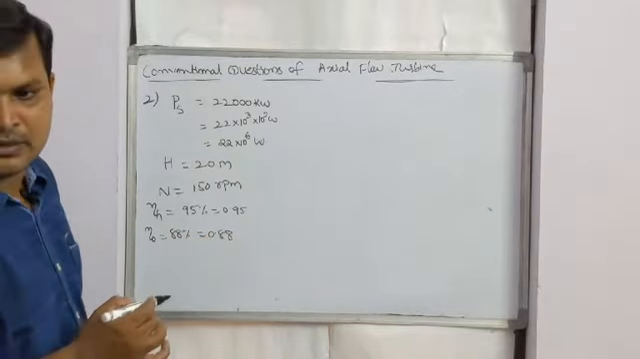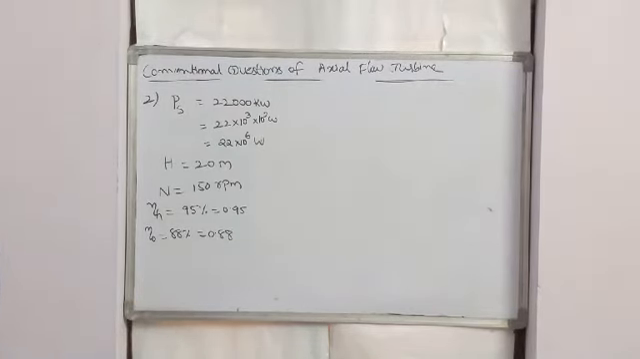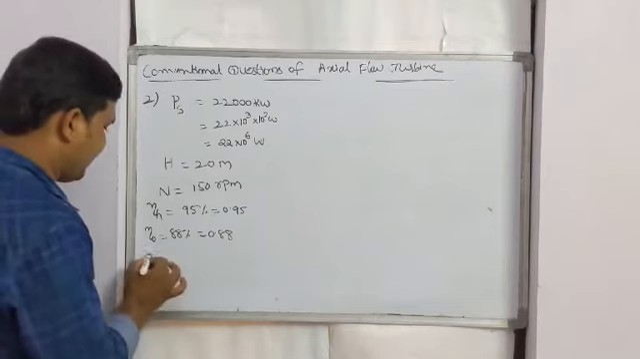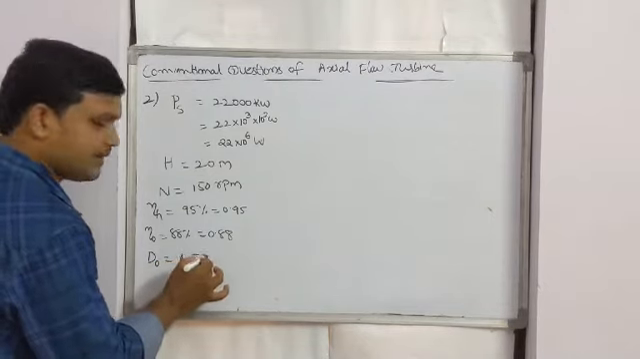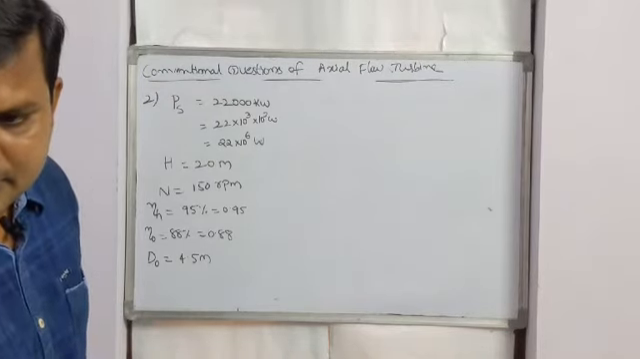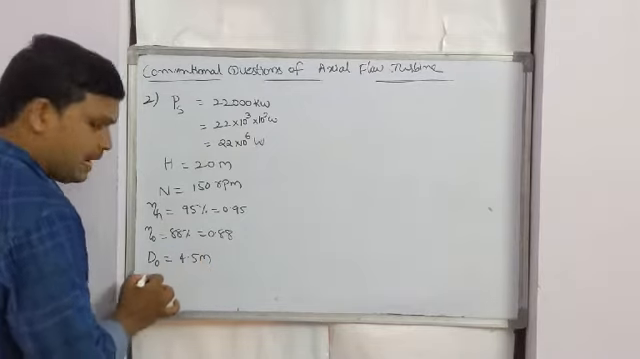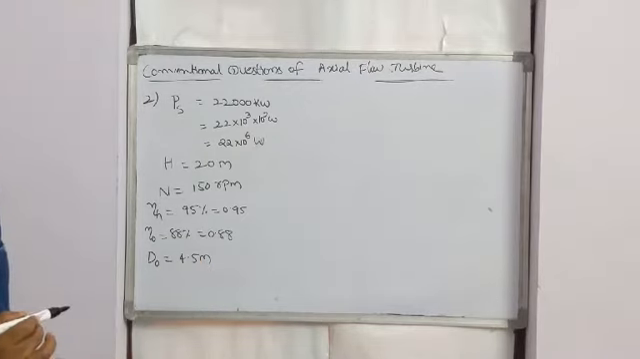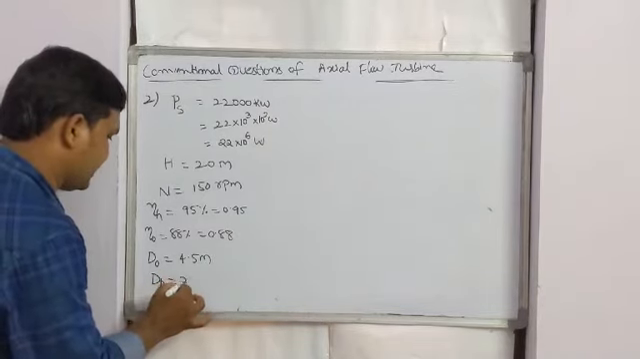Outer diameter is 4.5 meters. In the problem I wrote it as 0.45, but it's not 0.45, it is 4.5 meters. And the diameter of the hub is given as 2 meters.